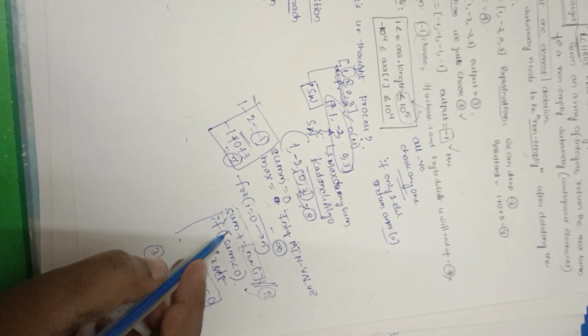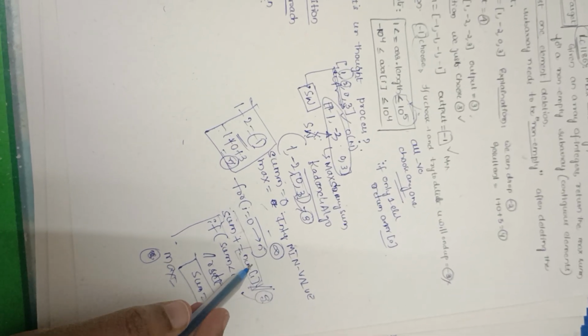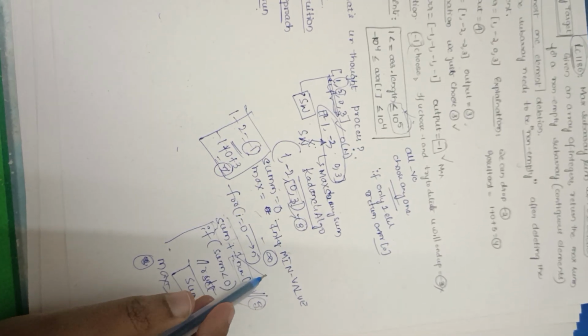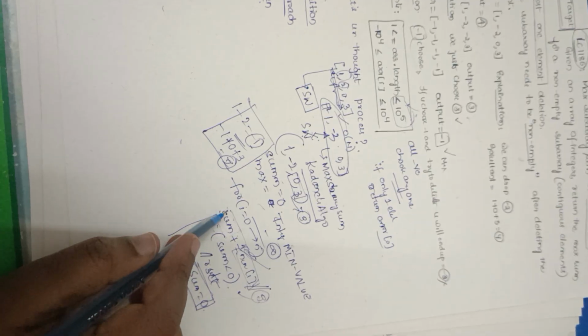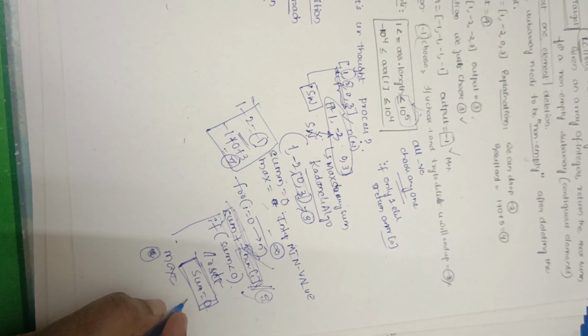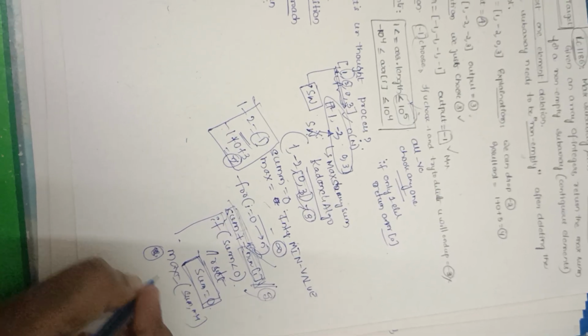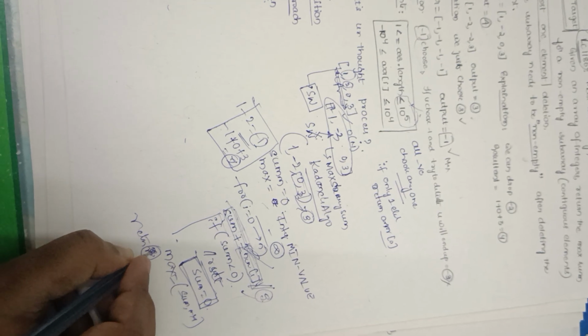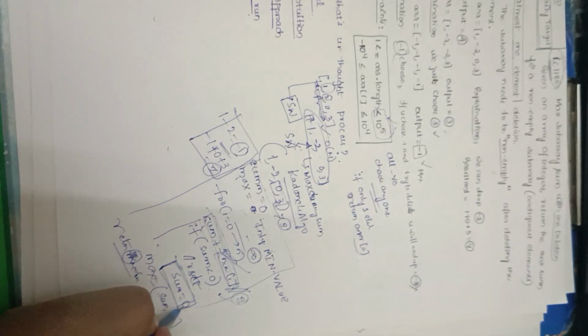Kadane's algorithm tells this, and you have to keep track of the maximum also, right? Whether the fresh start is giving you the maximum, or extending the previous elements is giving you the fresh maximum. So you compare both, max of sum comma max, and return the max sum. Okay, this is Kadane's algorithm.